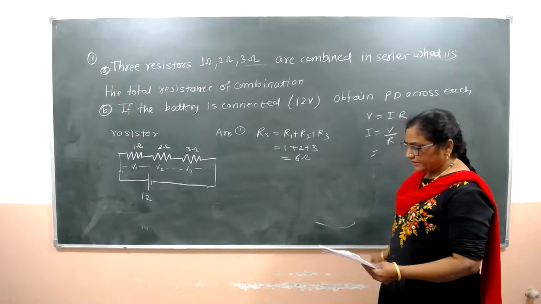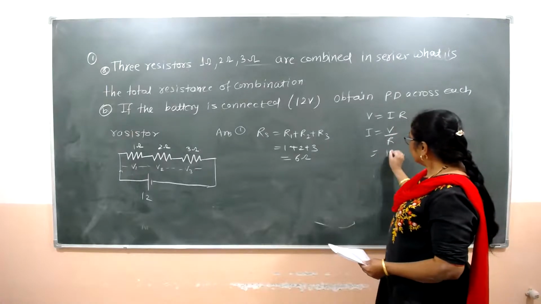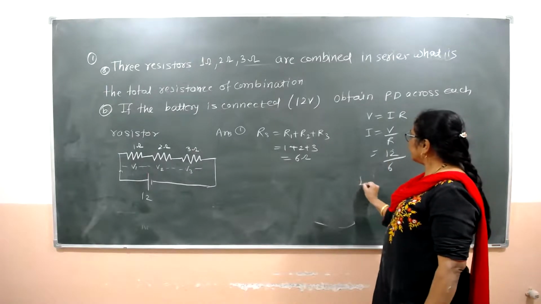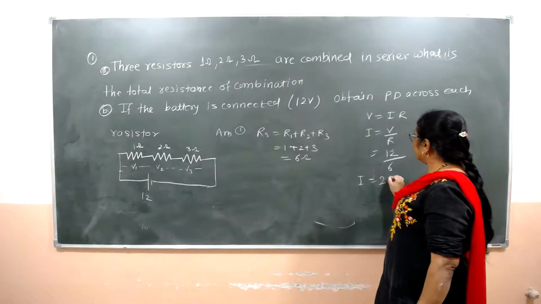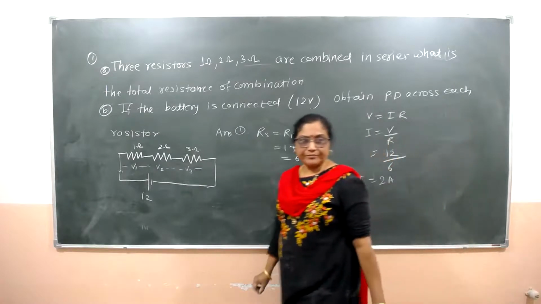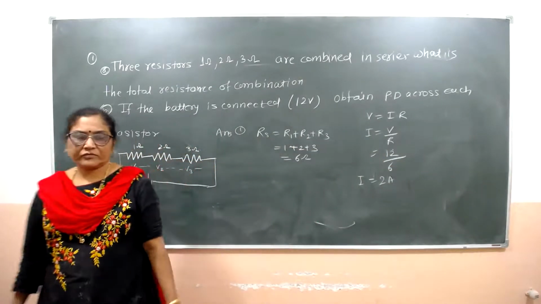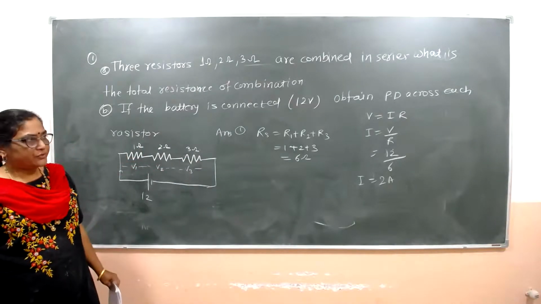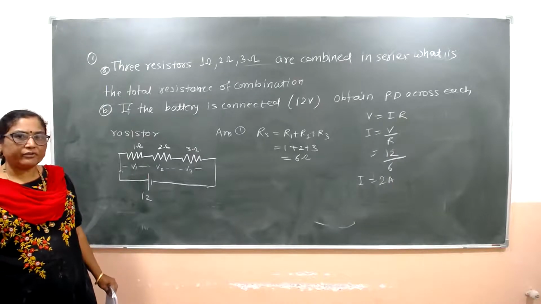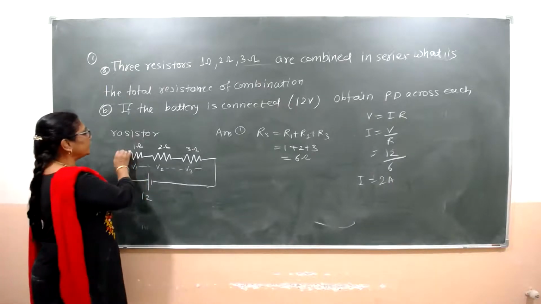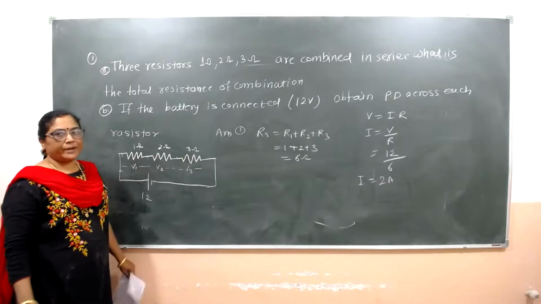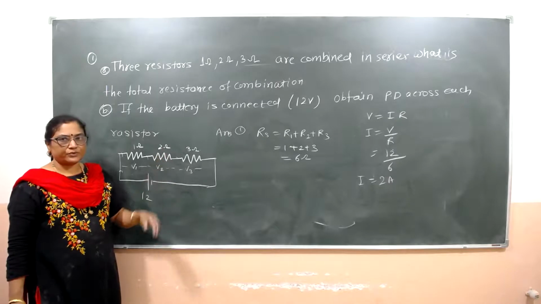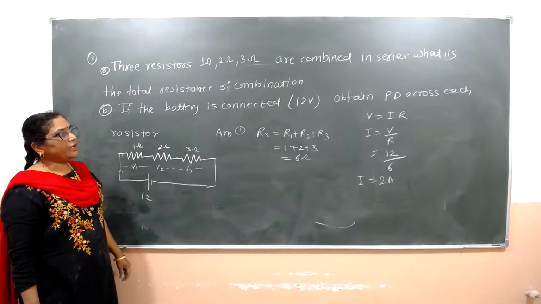So what is the potential given there? 12 volt divided by R. What is the equivalent resistance? 6. Then what is the current flowing through the circuit? 12 divided by 6 is 2 ampere. Means the total current which is flowing in the circuit is 2 ampere. In the first resistance also 2 ampere, in the second also 2, third also 2.